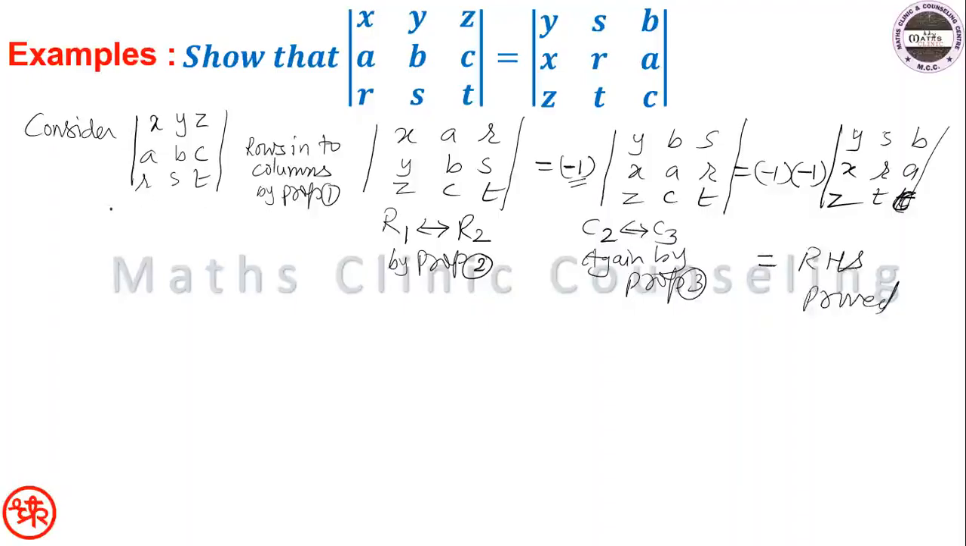We started with the left hand side. Okay, so hence the result is true. Is that clear? So in this way, properties help us to solve big determinants in a smaller time, with a direct result. Is that clear? So in this way, these were the examples and properties of the determinant.